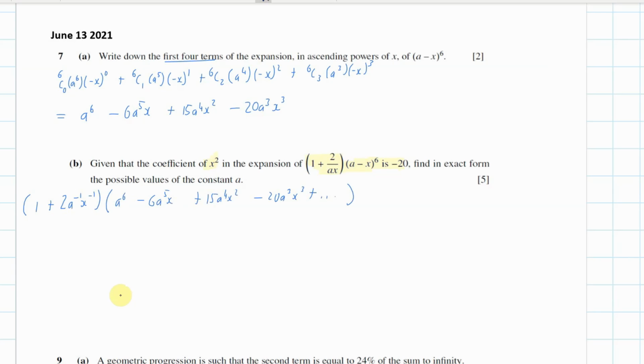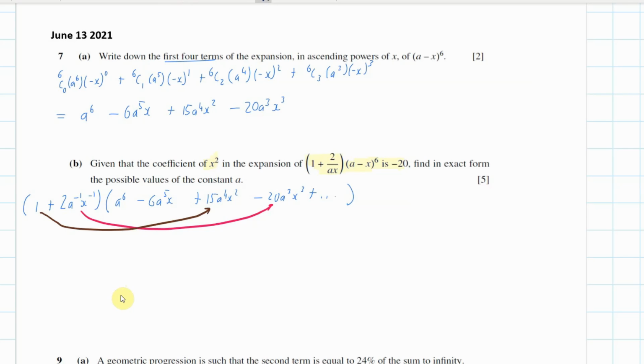Now we're trying to find the coefficient of x squared, so how are we going to do that? Well, this one times this one could do it, couldn't it? And of course then there's this one times this one. I think that's the only way we can do it. Alright, well let's do that then.